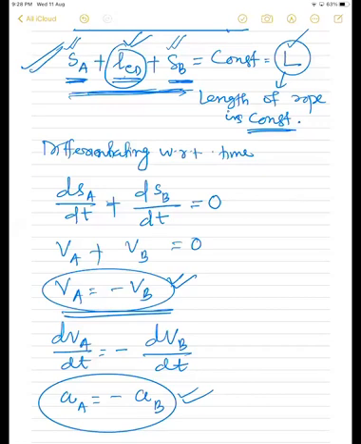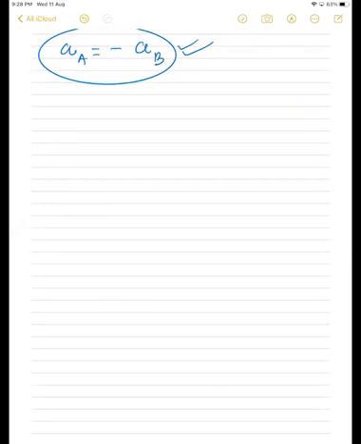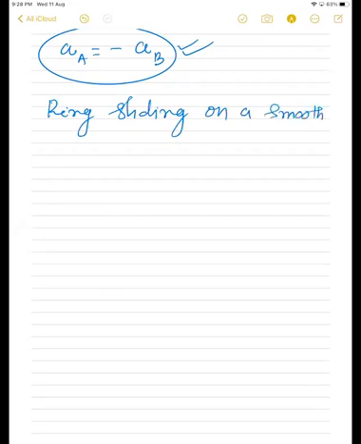We'll see another concept of mixed constraint: a ring sliding on a smooth rod. Give the heading: ring sliding on a smooth rod. I want to just relate the things because it's not a question, it's a concept. You'll be getting such types of questions. In that case, you have to relate so many things. Okay, the concept is like this, students.